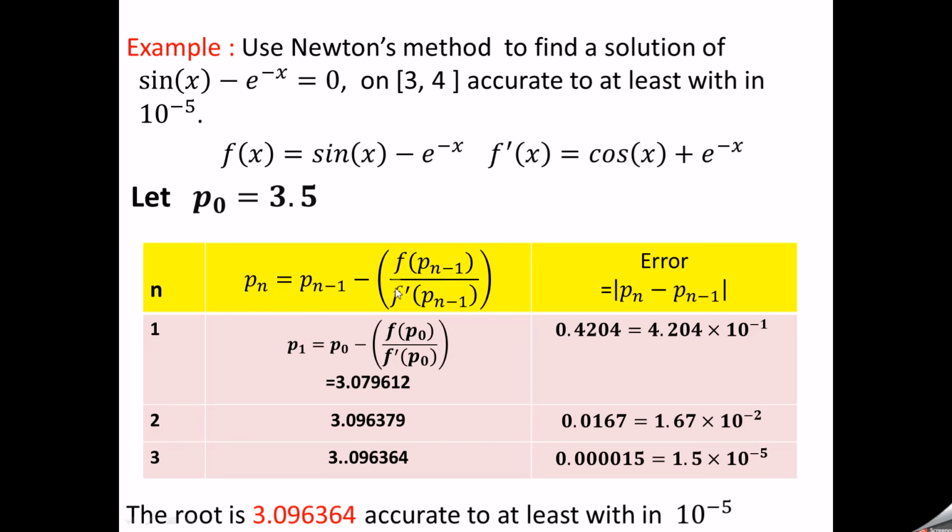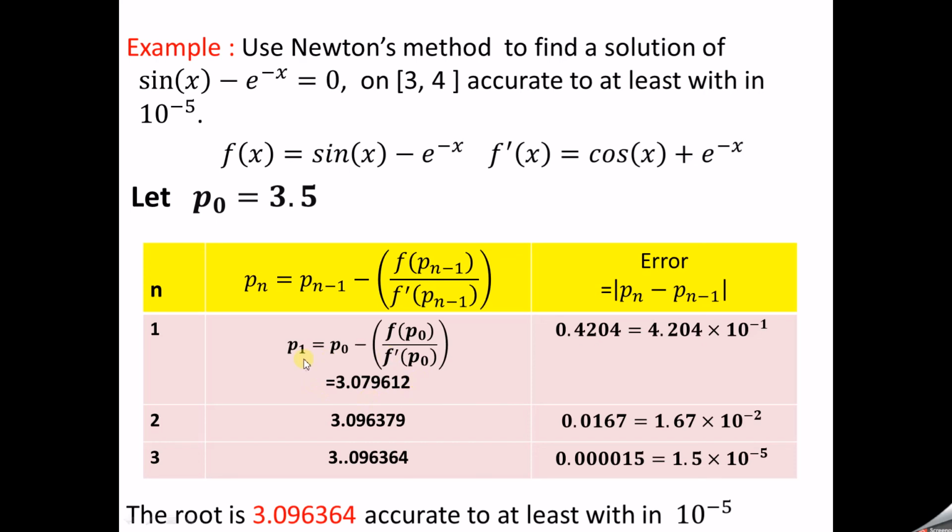So let us put in this formula for P1. This is the general formula for Pn. If you put n equal to 1, P1 equals P0 minus f of P0 over f derivative P0. So let us substitute the values. P0 is 3.5. You put that, minus f of P naught, in this function you put the P naught value, over f derivative at P naught. In this derivative, you put the P naught value, that is 3.5, and after substitution and simplification, you will get P1 equal to 3.079612.